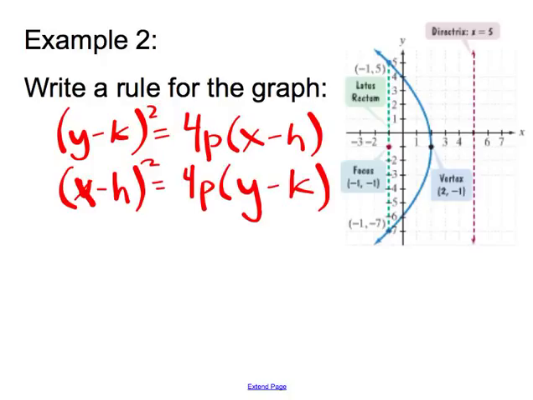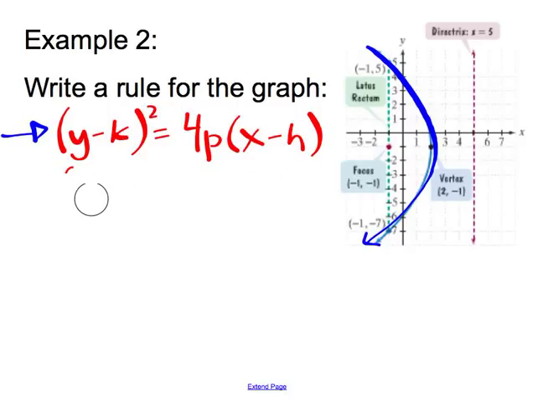So we take a look at the direction of the graph and we see that it is directed to the left. And so the graphs that are directed left and right are the ones where y is squared. And that's just something you're going to have to memorize. So we're going to use the top equation and ignore the bottom.